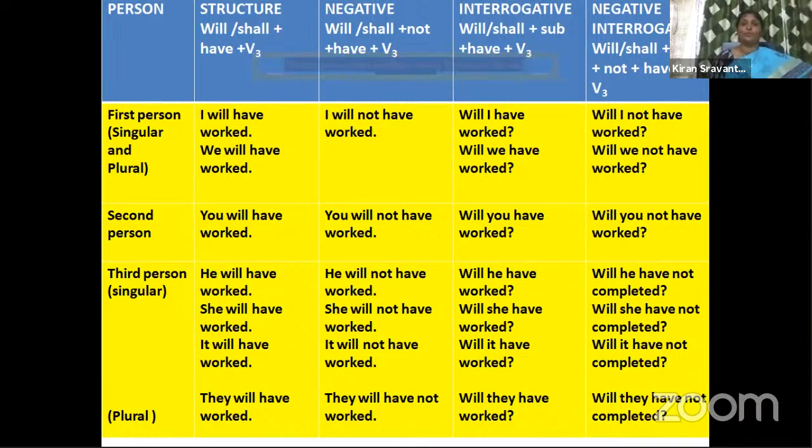And coming to the negative form, I will not have worked. You will not have worked. He will not have worked. She will not have worked. It will not have worked. They will not have worked. That is plural.